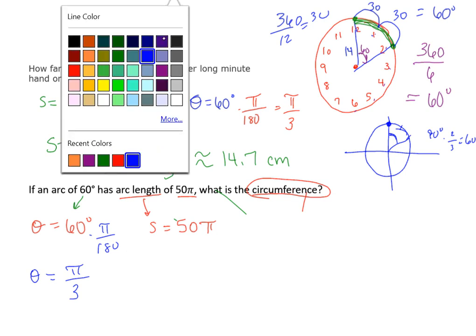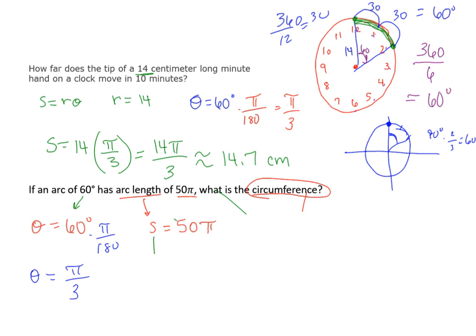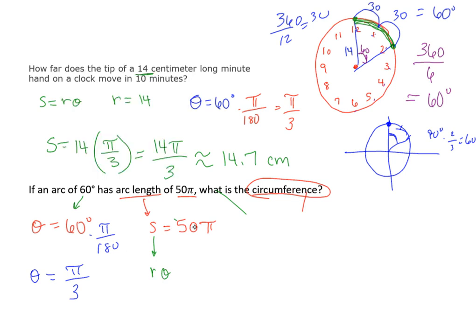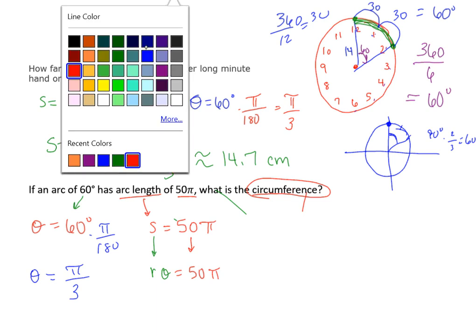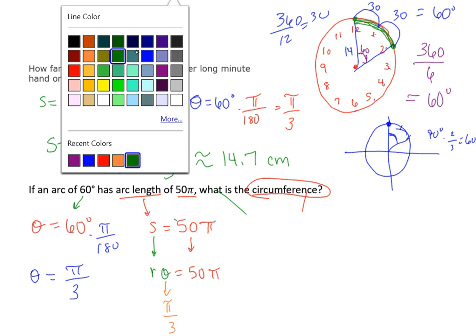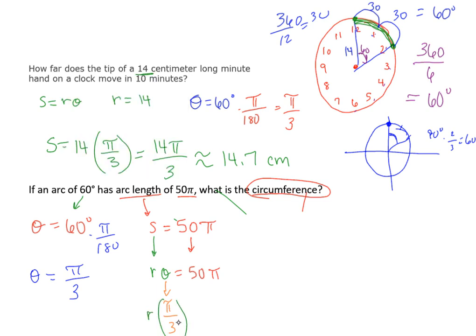Well, there's a formula for S that we're learning that says S is the same thing as R times theta. Well, that means that I can form this equation: S equals R times theta, but it also equals 50 pi, but I know what theta is. Don't get lost on this one. All I'm doing is rewriting it with things that I know. So R times pi over 3 equals 50 pi.